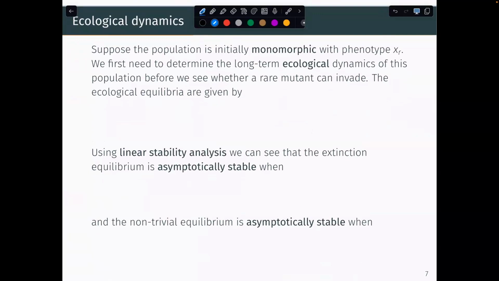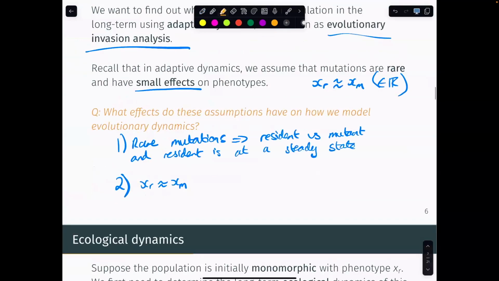Because of this first assumption, that our resident is at a steady state, what this means is that we actually need to solve the ecological or population dynamics before we introduce our rare mutant. We need to know what's happening to this population when there's no variation in it. What kind of state is it ending up in? Is the population going extinct? Is it oscillating? Is it tending towards some stable equilibrium? Is there more than one equilibrium? We need to answer those kinds of questions.